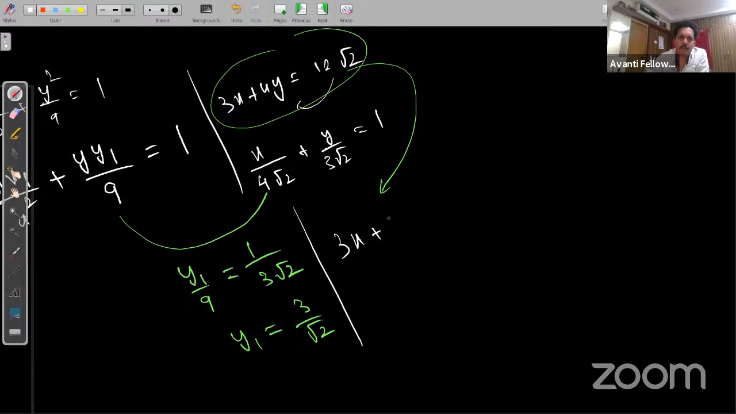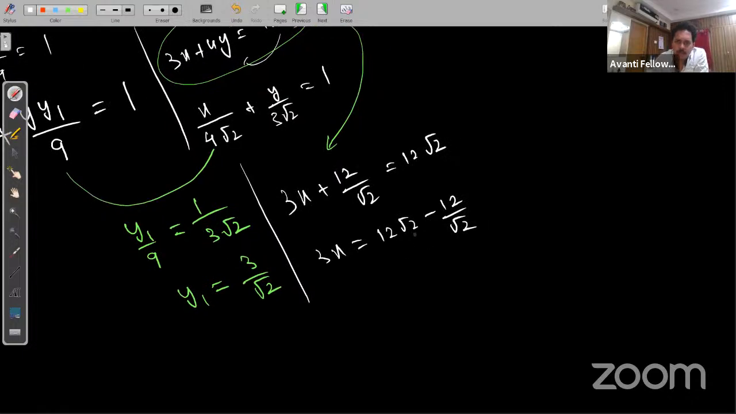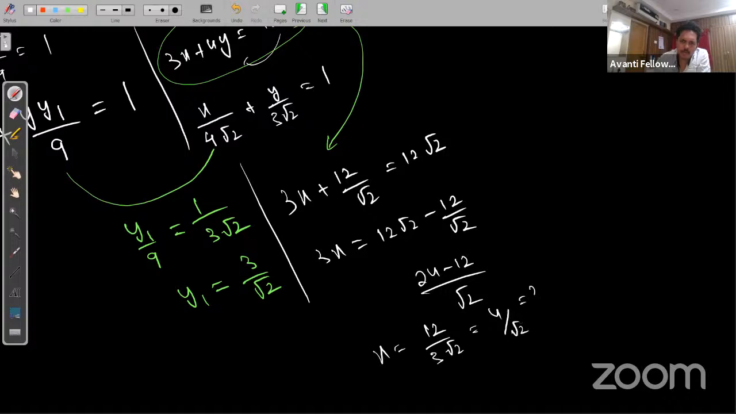Then x plus 4 times 3 by root 2 is equal to 12 root 2. So the x value is equal to 12 root 2 minus 12 by root 2. How much is it, guys? Root 2 into root 2 will be 2, so 12 times 2 is 24 minus 12. So it is 12 by root 2. So x is equal to 12 by 3 root 2, which is 4 by root 2, so it is 2 root 2. Okay. So I got x1 as 2 root 2 and y1 as 3 by root 2.